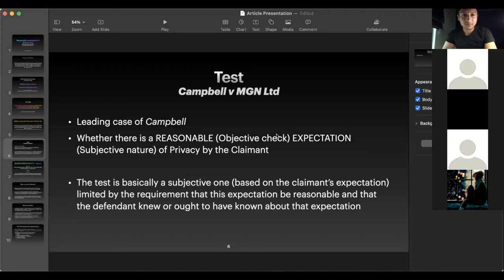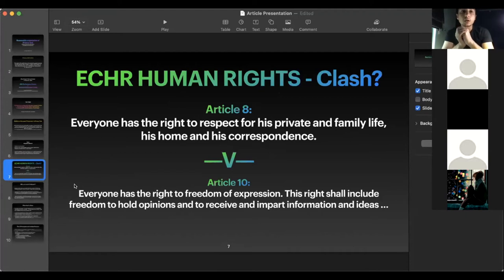So the author argues that the test is basically a subjective one based on the claimant's expectation, limited by the requirement that this expectation be reasonable and that the defendant knew or ought to have known about that expectation. What does this mean? So we'll analyze what it really means here. We have these two ECHR articles. Because there is some kind of a clash, it can be argued that there is a clash. When there is a clash between Article 8 and Article 10 is basically when the claim arises.